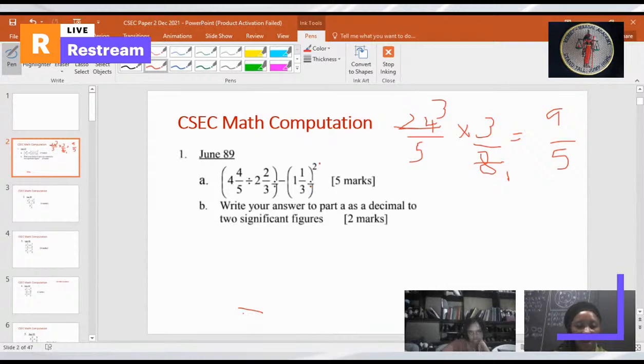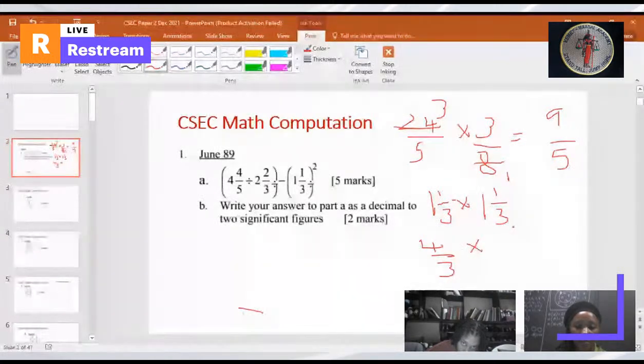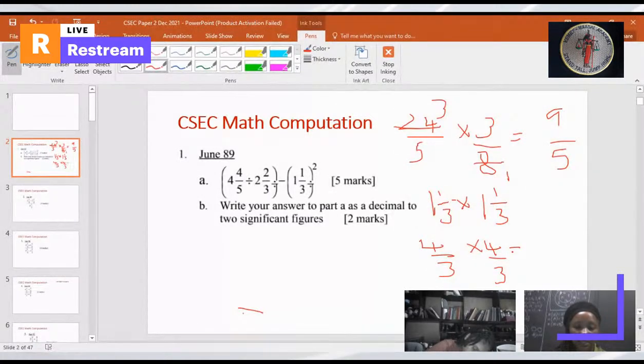For this part now, we're squaring the 1 and 1/3. So we're multiplying 1 and 1/3 times itself, right? Like so. 3 ones are 3, plus 1 is 4 over 3, times 4 over 3 again. So that would give us what? 16 over 9. And we're supposed to subtract them.